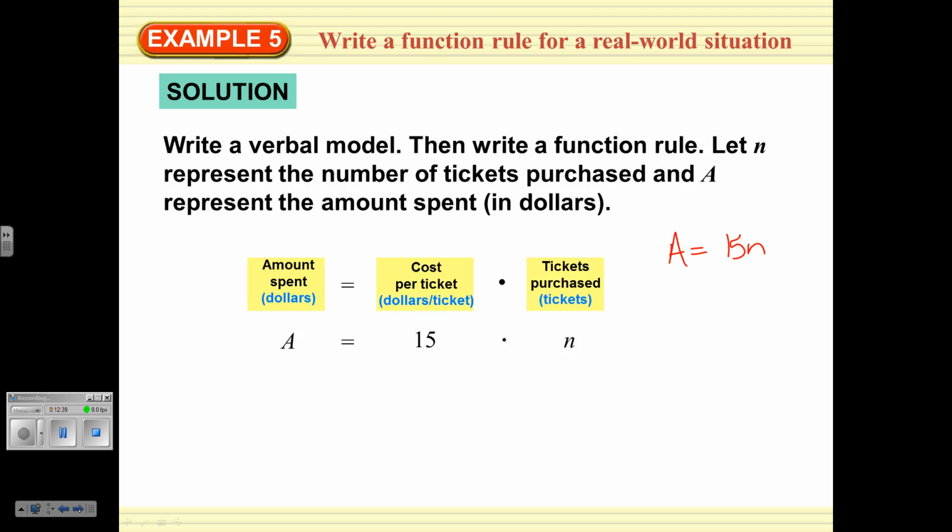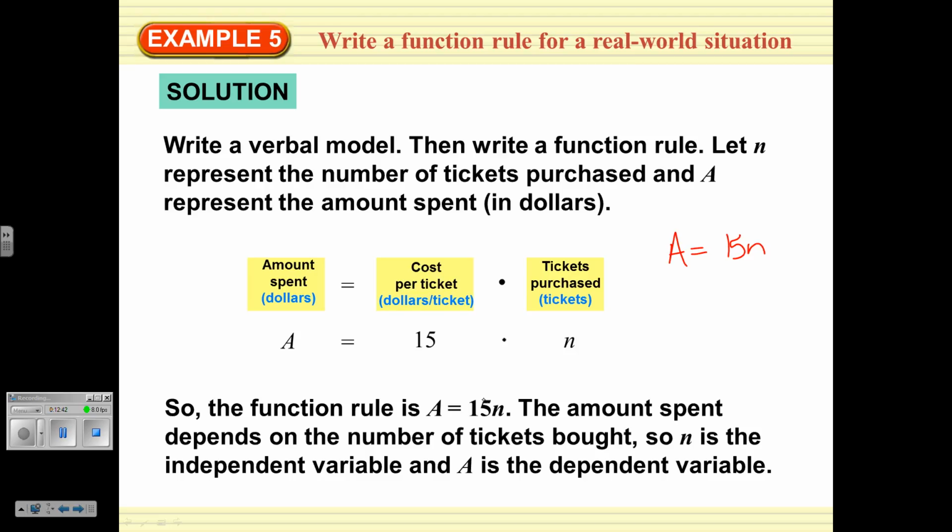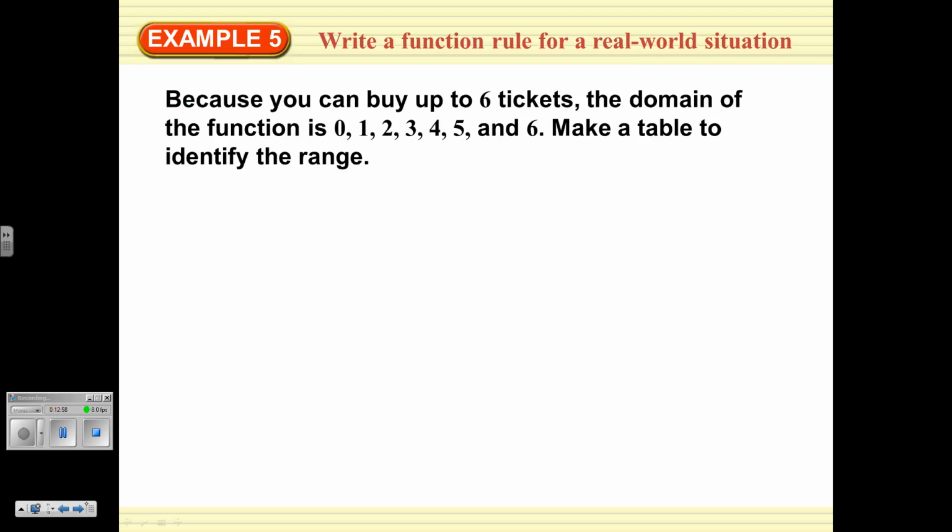Okay? All right. Now, there's our function rule. And think about this. The amount you spend depends on the number of tickets you buy. So N is your independent, and A is your dependent. Now let's actually use the function rule and make a table. So we have our function rule, A equals 15N, and since we can buy up to 6 tickets, the domain is the numbers 0 through 6. We can buy anywhere from no tickets to 6 tickets. So that will determine the different amounts of money that we can spend.